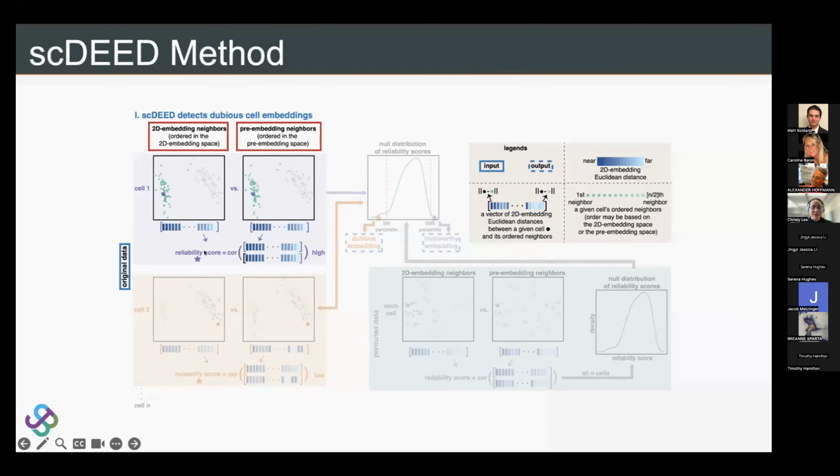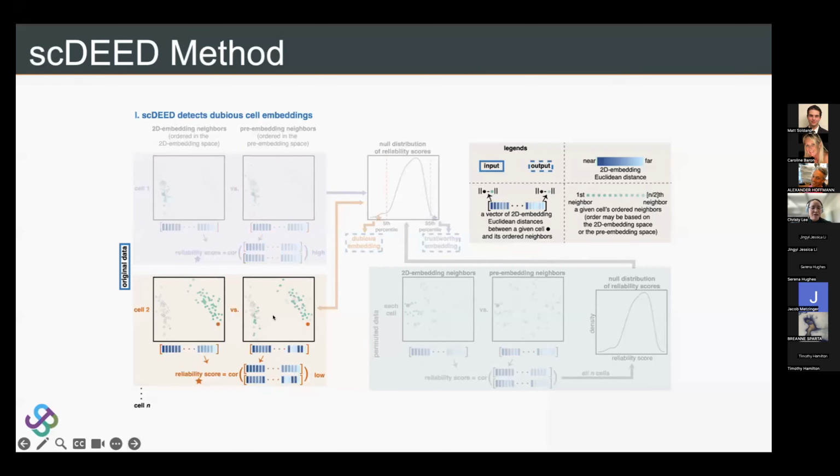We will then compare these distance vectors to create a reliability score, which is really just the correlation of the 2 distance vectors. If the agreement is good, like for this purple cell, where the pre-embedding neighbors look very much like the 2D embedding neighbors, then the correlation is high. But for other cells, the pre-embedding and post-embedding neighbors might be very different. Like here, we can see that the pre-embedding neighbors span 2 clusters, whereas in the embedding itself, it looks like the orange cell is just part of this cluster. So for this orange cell, its position is more misleading, and so this correlation will be lower, and we'll get a lower reliability score.